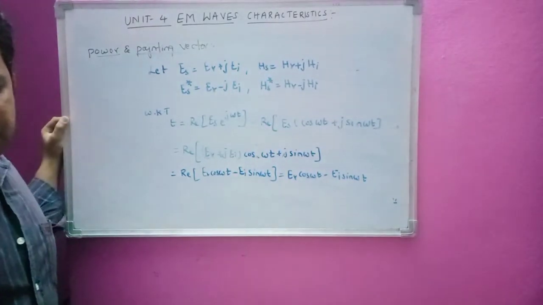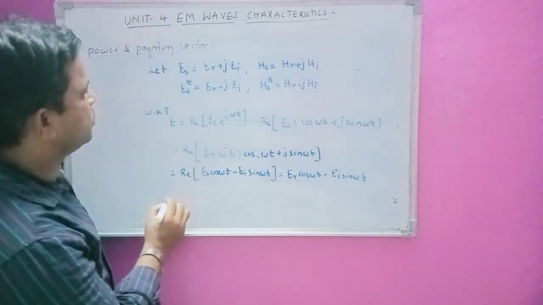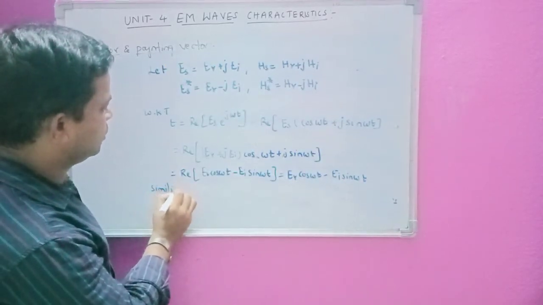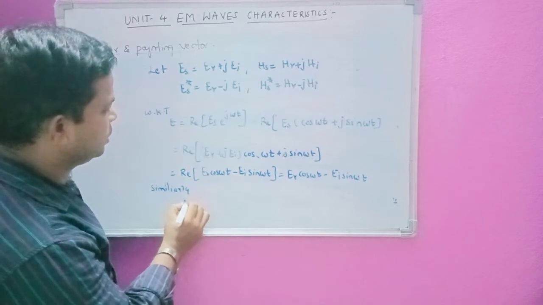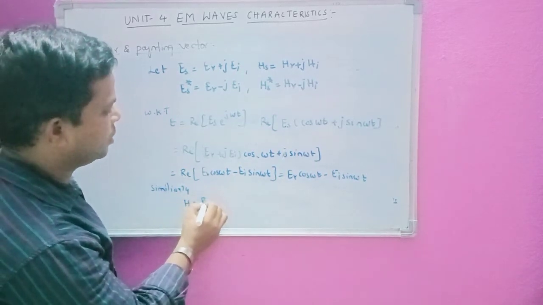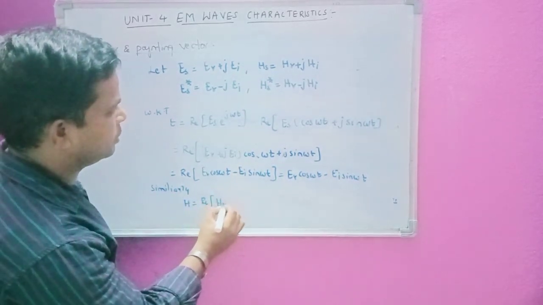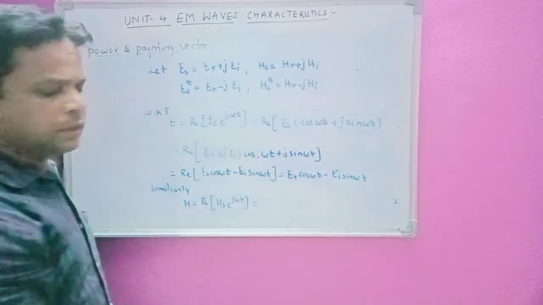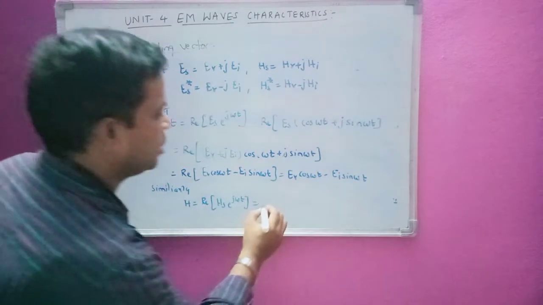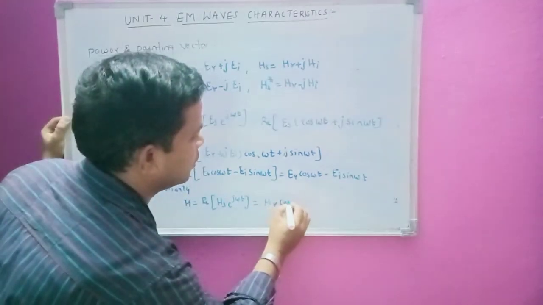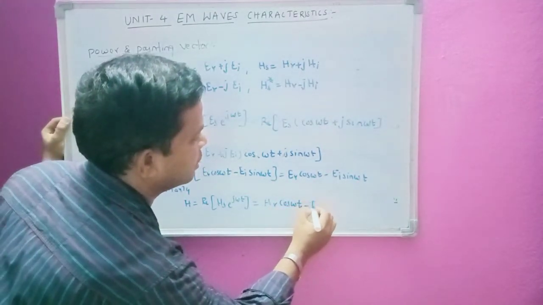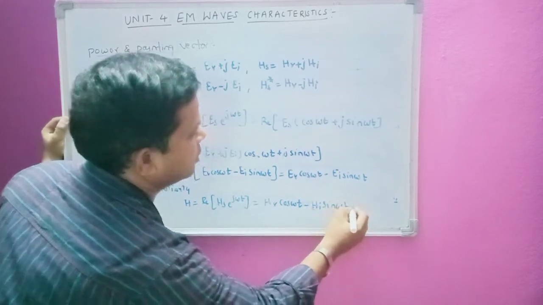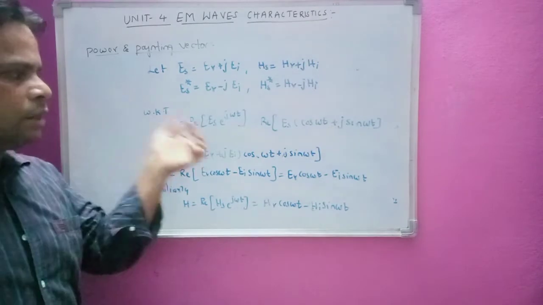Similarly I can get the same value for H also. Similarly I can write here for H. H is equal to the real part of this Hs e power j omega t. Similarly I can do the same calculation. I can write here Hr cos omega t minus Hi sin omega t. Okay, that is the calculation I can do here.